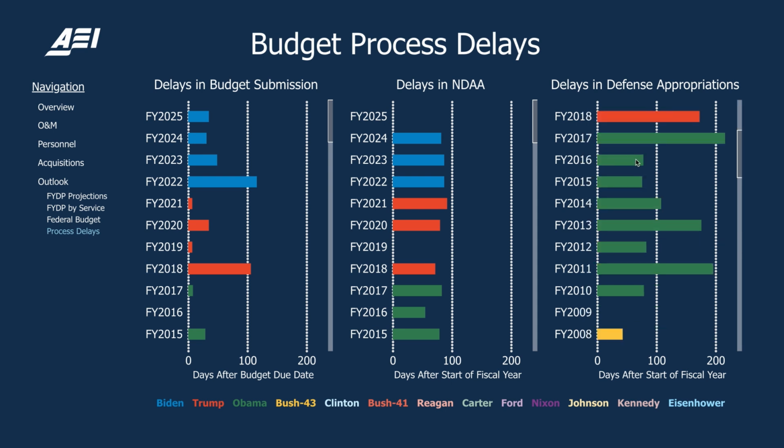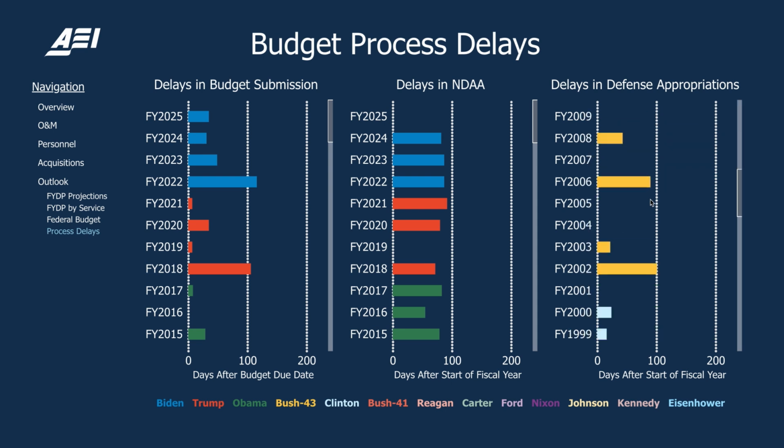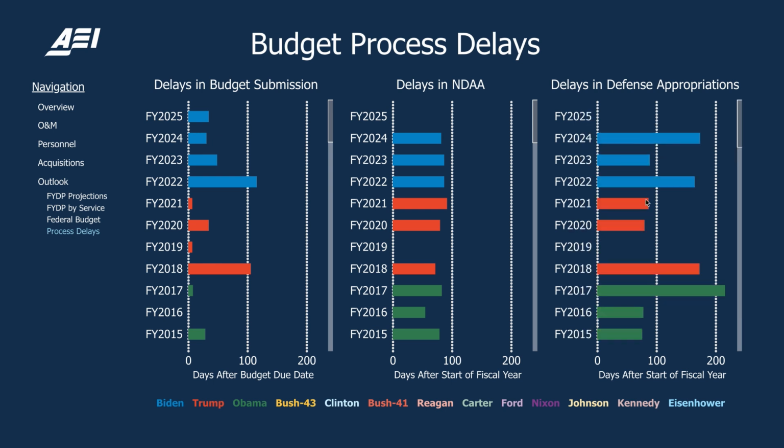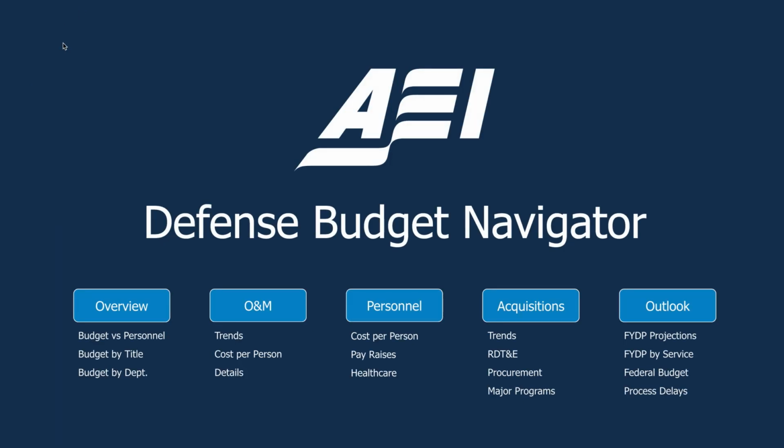And if you scroll down on each of these charts, it'll show you the data going back in time. The color coding of the bars is according to the presidential administration at the time. So that's an overview of the AEI Defense Budget Navigator tool.